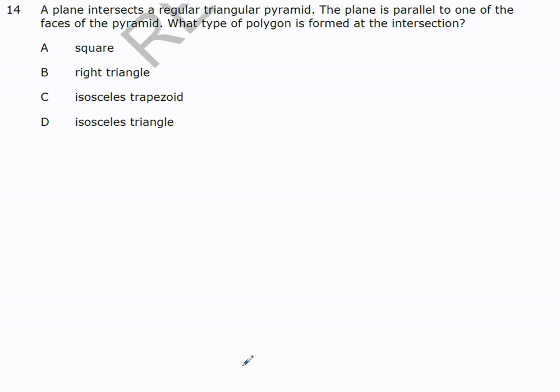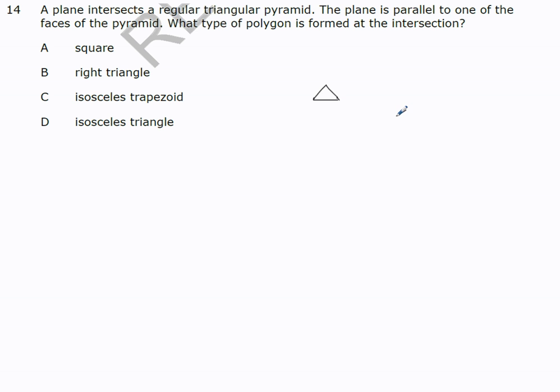All right, number 14. A plane intersects a regular triangular pyramid. The plane is parallel to one of the faces of the pyramid. What type of polygon is formed at the intersection? All right, so here we have a regular triangular pyramid, so I'll try to draw. The bottom is a regular triangle. That means all sides and all angles are congruent.